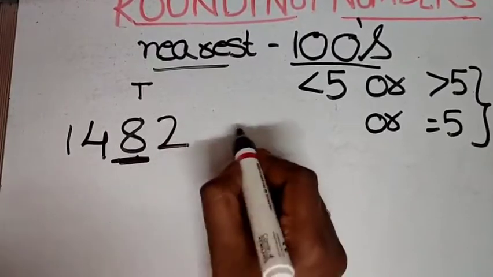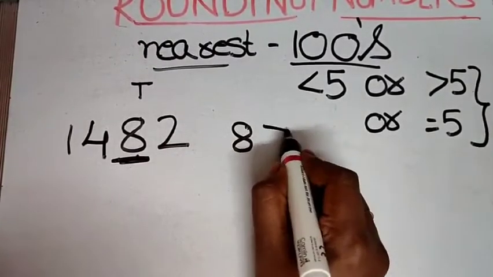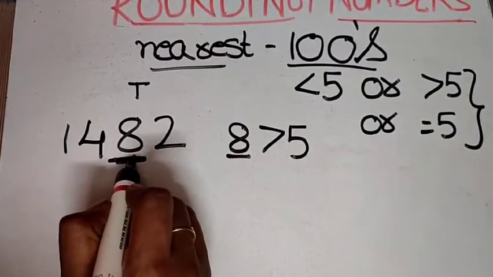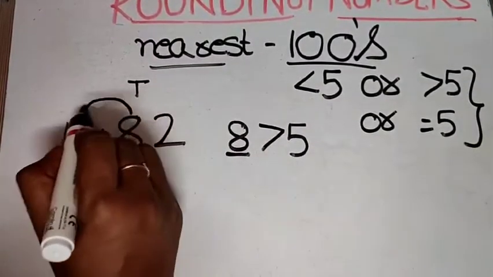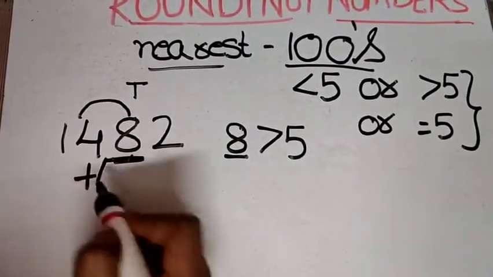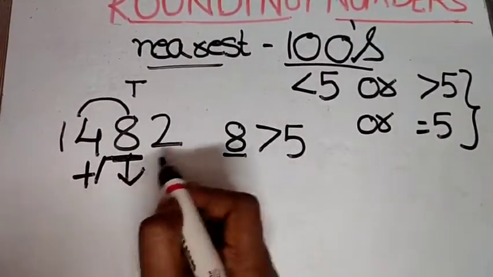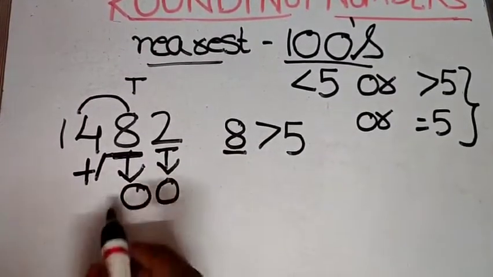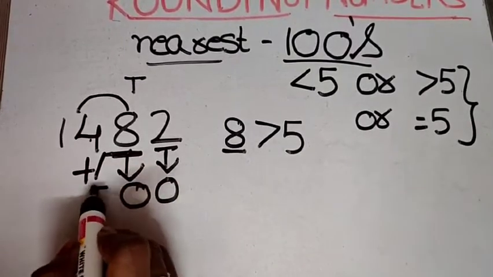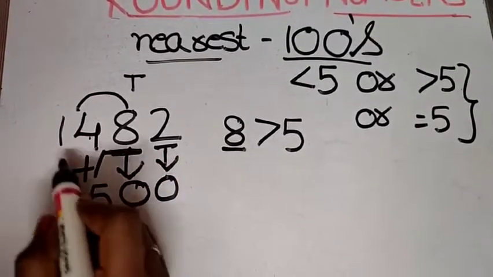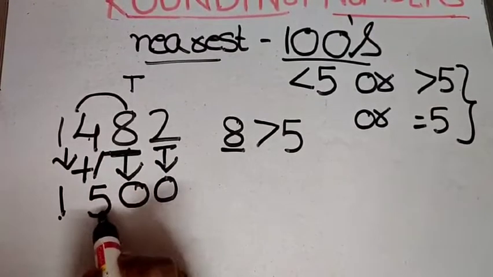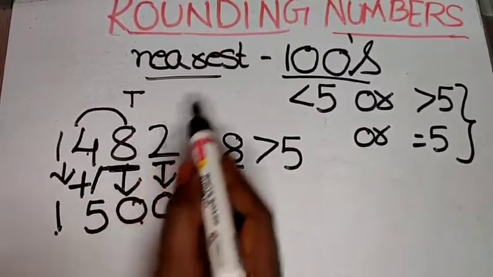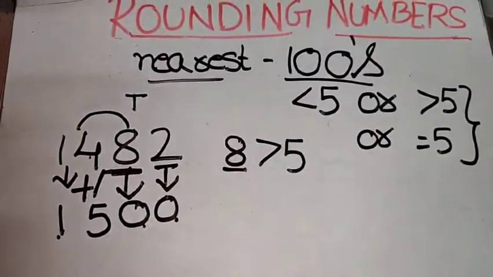If we observe, 8 is greater than 5. So if it is greater than 5, we have to add plus 1 to the next digit, and this digit and this digit will become 0, and 4 plus 1 becomes 5, and get this number down, that is 1500 is the rounding number of 1482 to nearest hundreds. Let us see one more example.